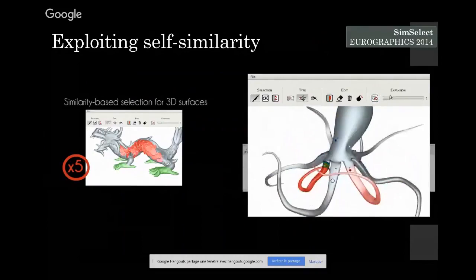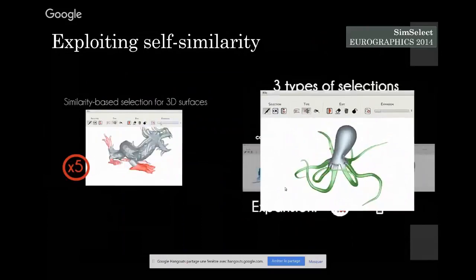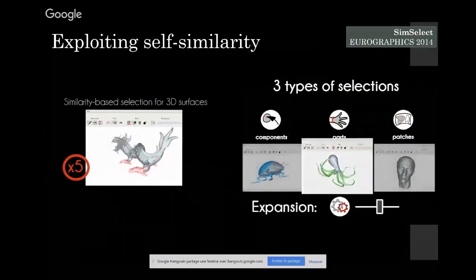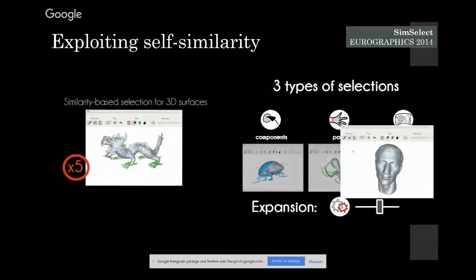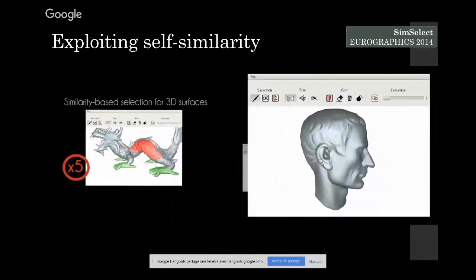And so we created a system called SeamSelect. You can actually download it. It's open source on the internet, which helps you very quickly select pieces of geometry in different forms, like patches, components, branches, and then just push a magic expansion slider and recover a similar selection on your shape, even up to symmetry for some of them.